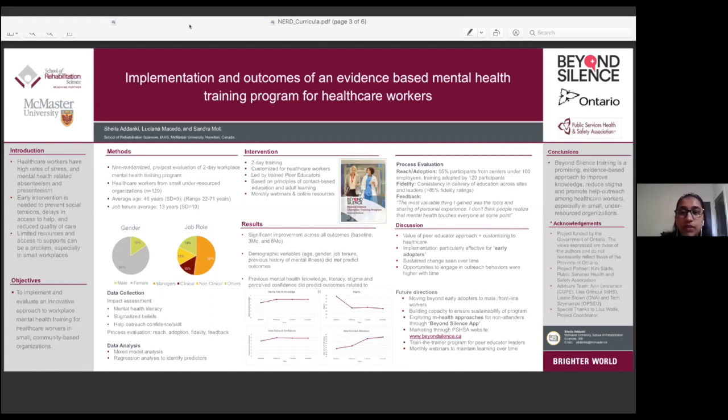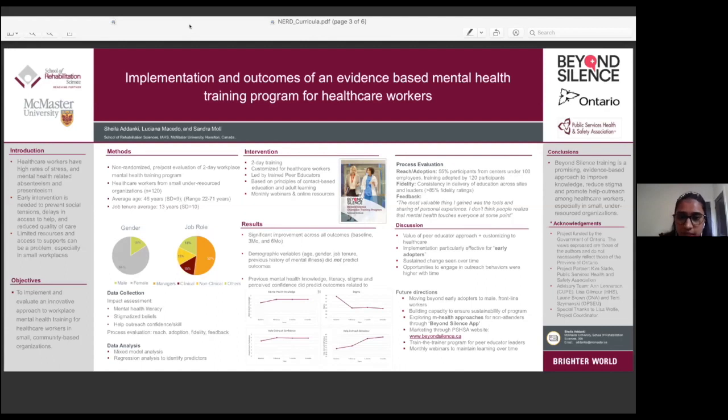Process evaluation was informed by the RE-AIM framework, which assesses reach, effectiveness, adoption of the program, implementation, and maintenance. We did a mixed model analysis to track changes over time, and we also ran regression analysis to identify predictors for our outcomes. And we found significant improvements across all impact variables over time.